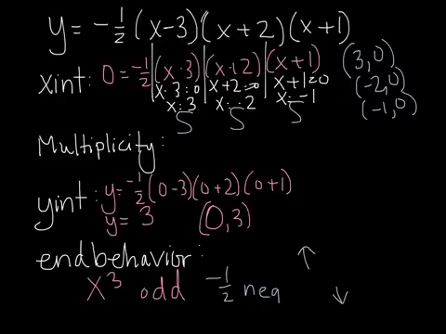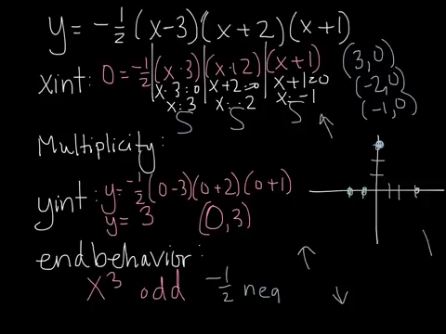So let's see if we can squeeze a picture in over here. x-intercepts are at 3, negative 1, and negative 2. The y-intercept is at 3, and the left arrow is up, and the right arrow is down. So let's see if we can connect the dots. Everything's a single, so we should go right through. There we go. There's our sketch of our second polynomial.